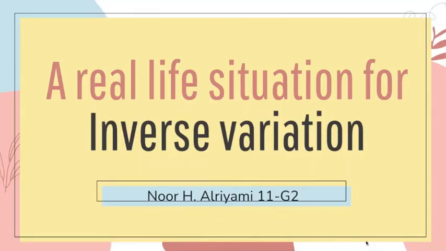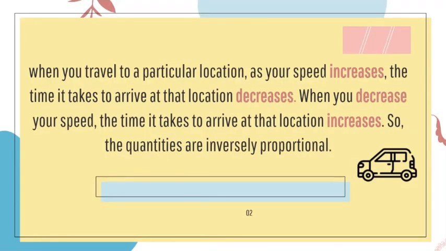My name is Noor Aryami and today I'll be presenting a real-life situation for inverse variation. When you travel to a particular location, as your speed increases, the time it takes you to arrive at the location decreases. When you decrease your speed, the time it takes you to arrive at the location increases. So the quantities are inversely proportional.